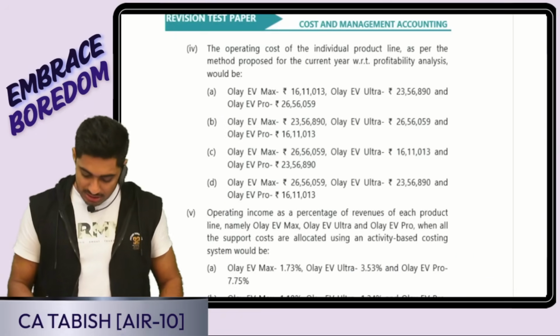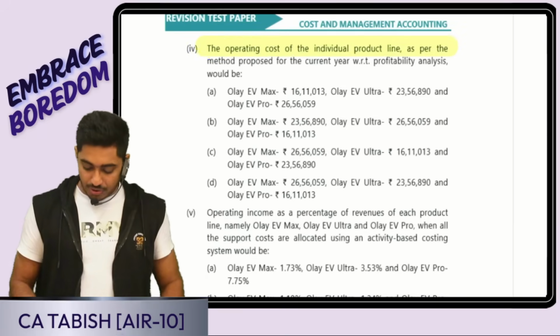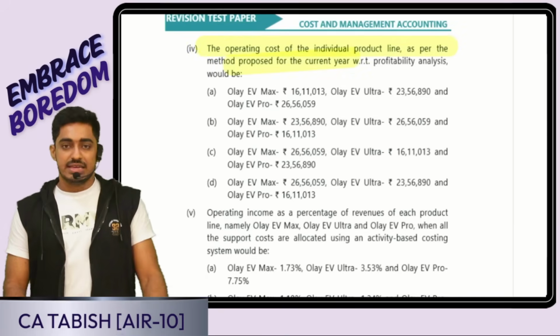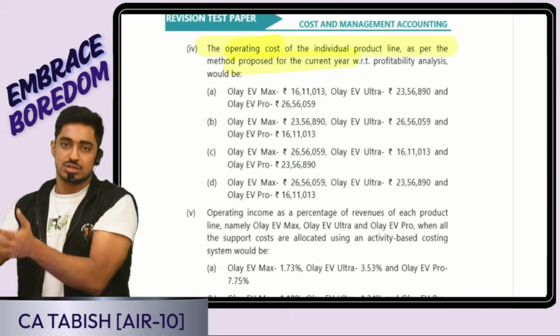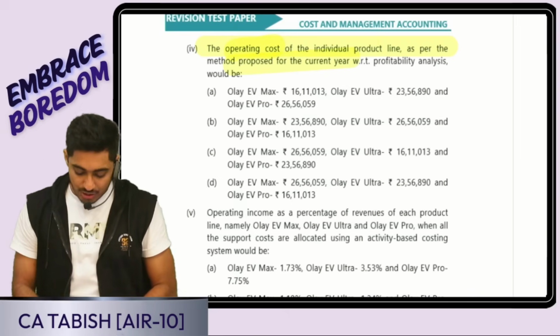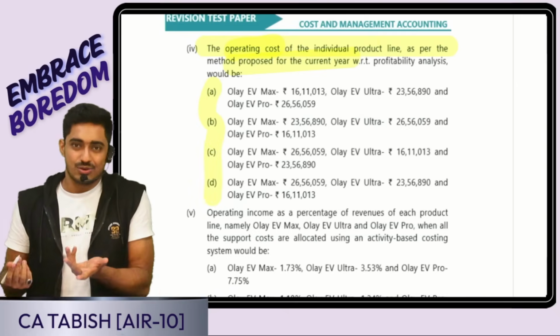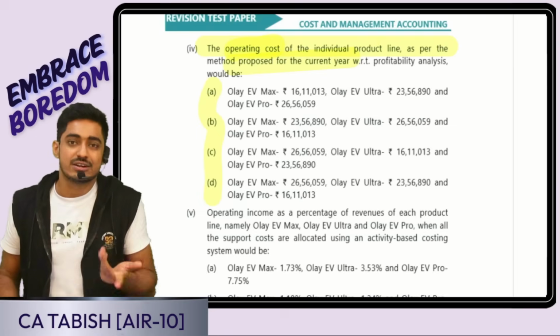Next is the fourth one. Operating cost of the individual product line as per the proposed method. That means you will have to calculate the operating cost, which is basically your overhead cost. For each of the products you calculate and add, and you will get one of the four as an answer. Absolutely nothing new to be done. Use your calculator, do the ratio.